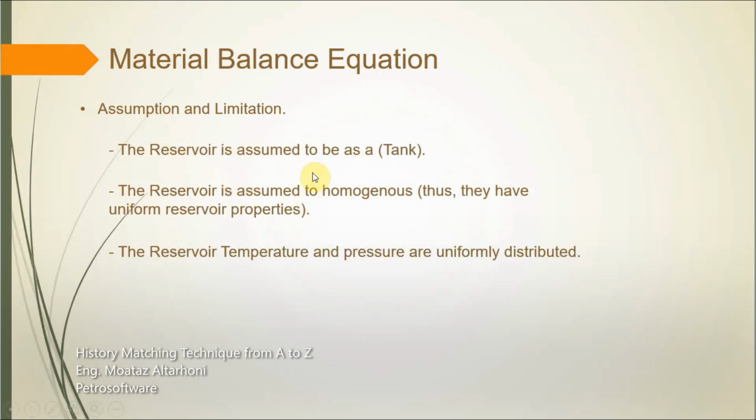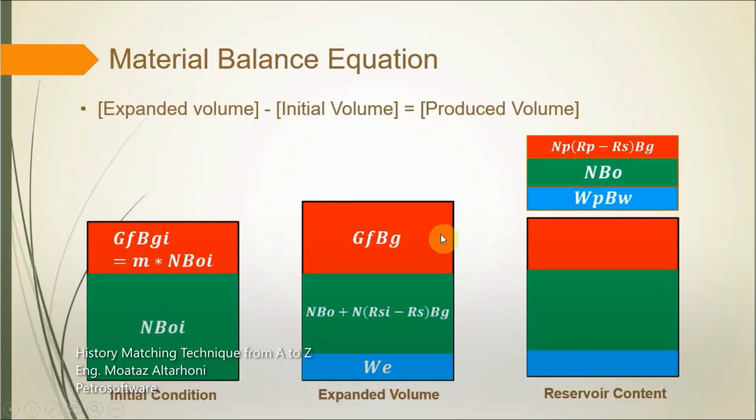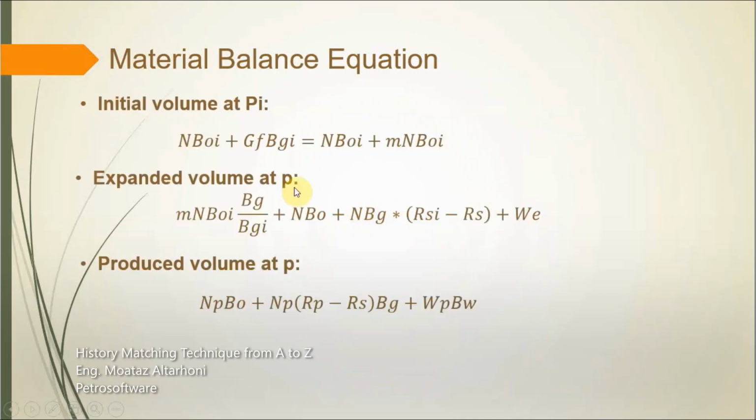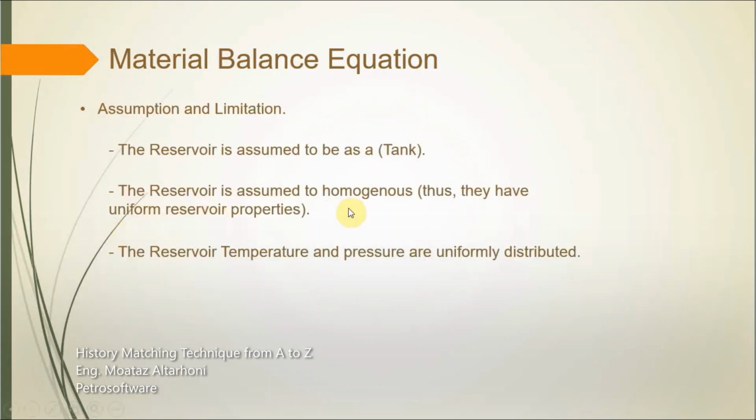The assumption of material balance is to be a tank, as I explained here. The tank is very important because we need to fit all the fluids here, and the total volumes come into the reservoir. And the second one is homogeneous. That's the difference between reservoir modeling and simulation. In material balance, we work with reservoir modeling. So all the reservoir properties have a uniform thickness and porosity and any other properties for our reservoir.